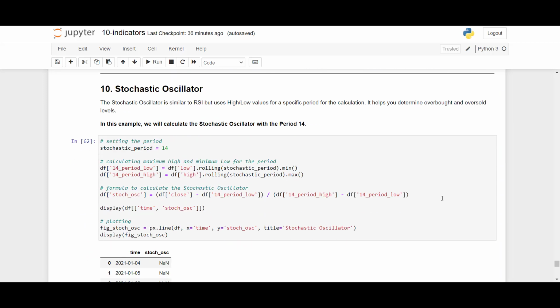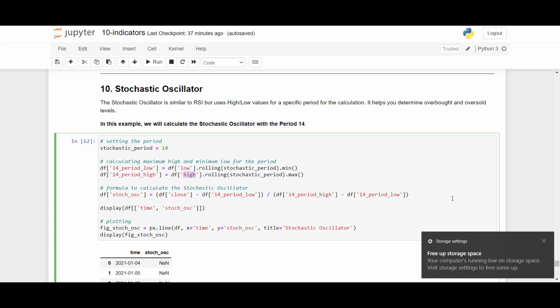And now we are at the last technical indicator, which is the stochastic oscillator. The stochastic oscillator is similar to the RSI, but it is using high and low values for the calculation. So in this example, we will calculate the stochastic oscillator with the period 14, which is specified here. And to get the stochastic oscillator, we want to know the minimum low for this 14 period and the maximum high.